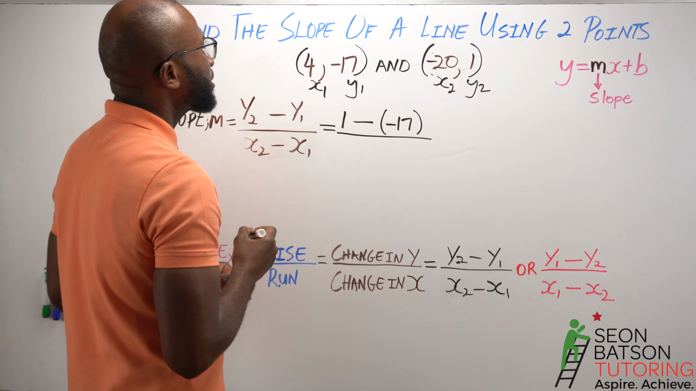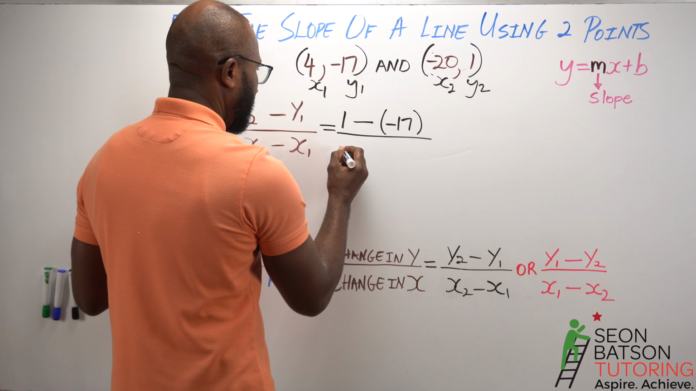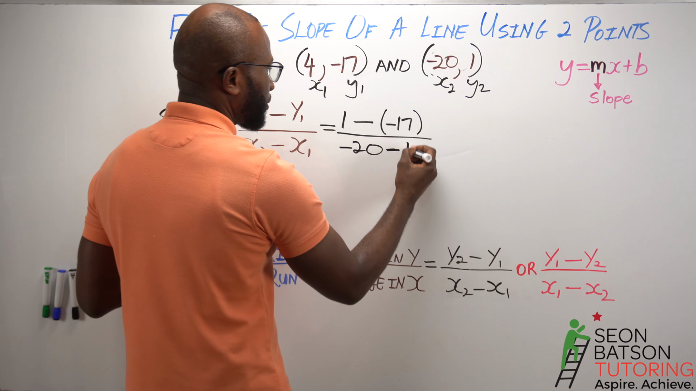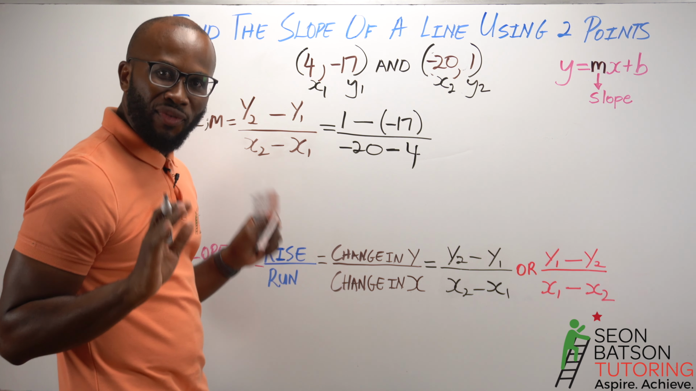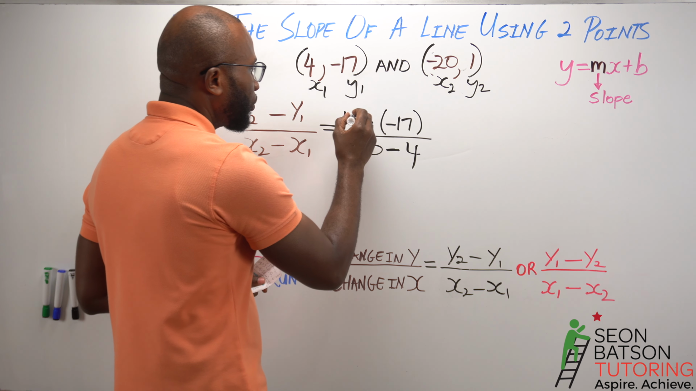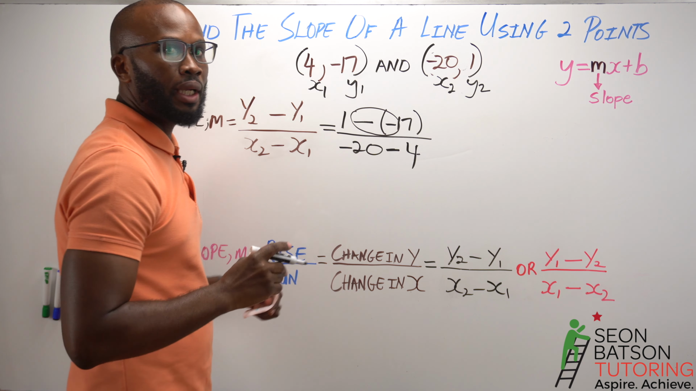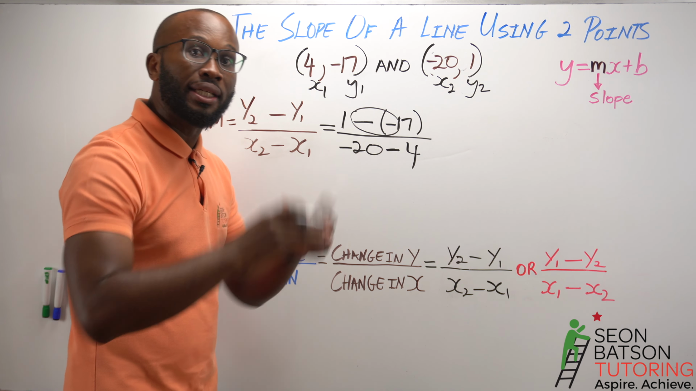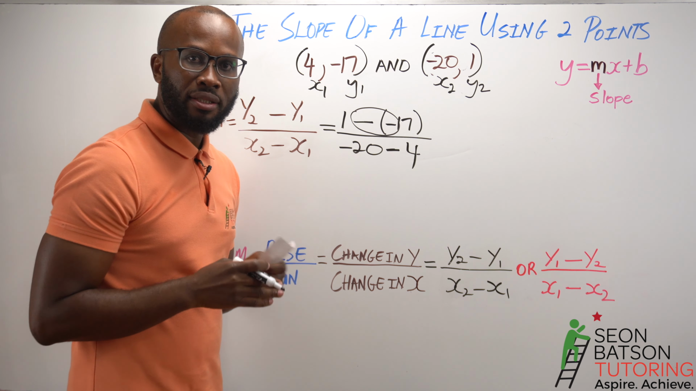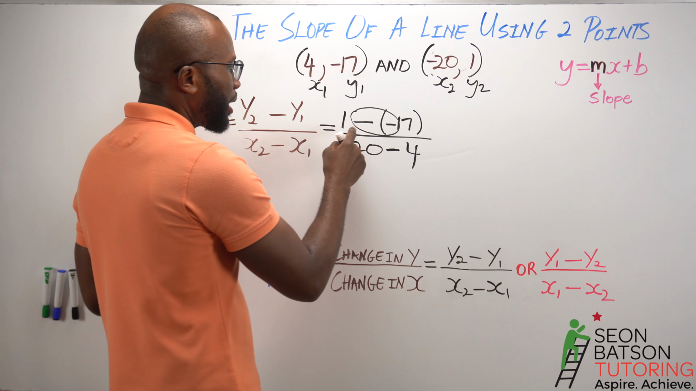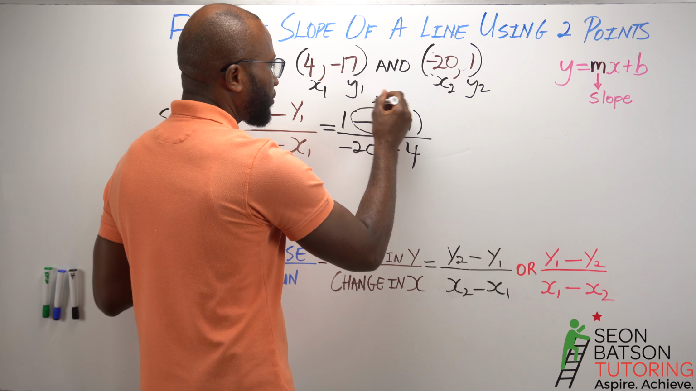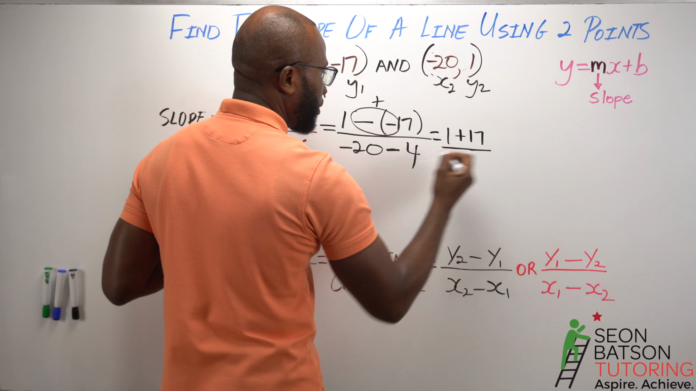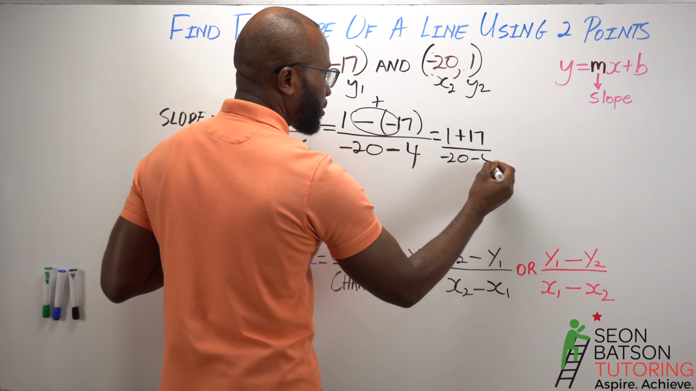Then let's come down to the denominator. x2 is negative 20. Put back your subtraction sign. And x1 is 4. So far, so good. Again, if you see here, we have two signs that are next to each other. And whenever two signs are next to each other, we can combine them. If we combine a negative and a negative, we will get a positive. So we can rewrite the formula as 1 plus 17 over negative 20 minus 4.